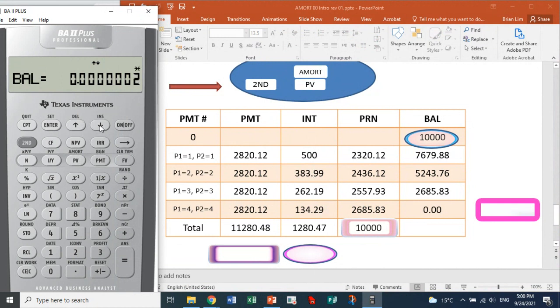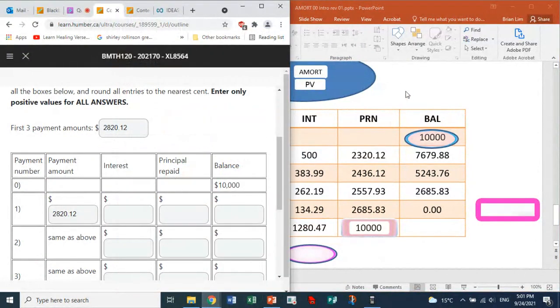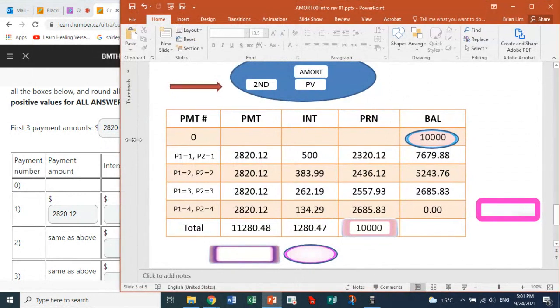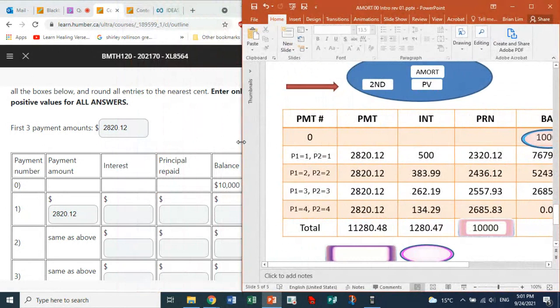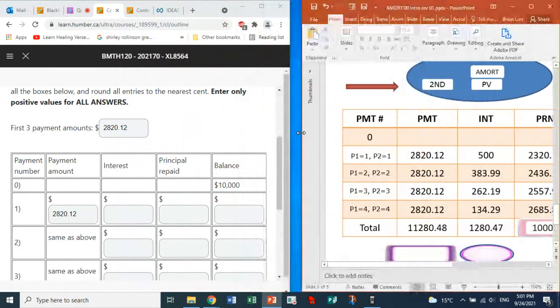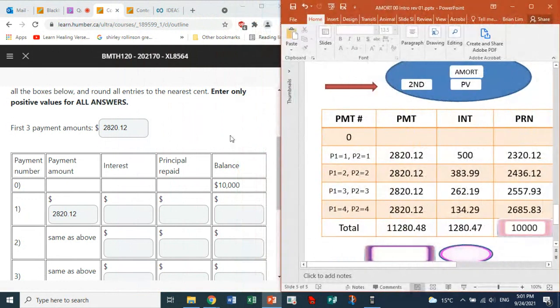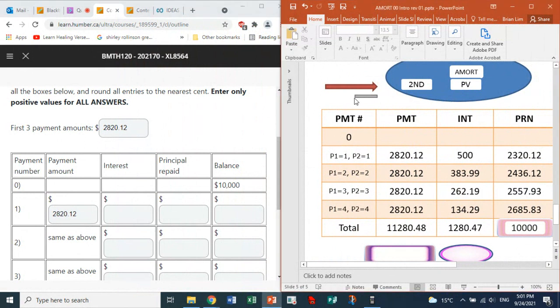Okay, now that is for balance, principal, and interest. So there you are. That is how this table is generated. All right, now we could take those numbers and put them over here. Okay, so we'll have to move this over. So we have enough space to see, and maybe we can do some manipulation and move this a little bit.